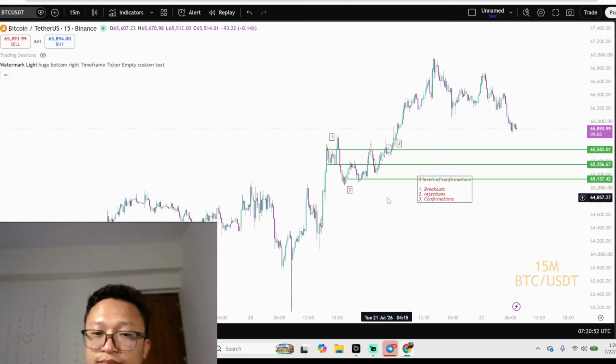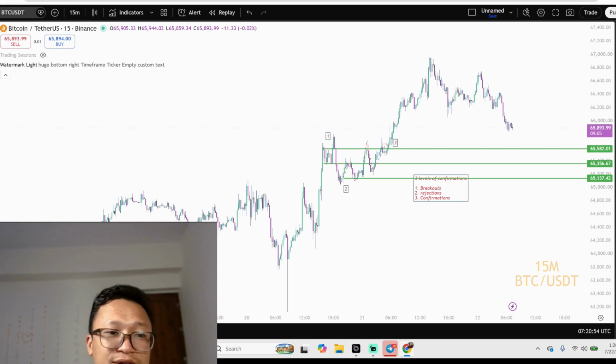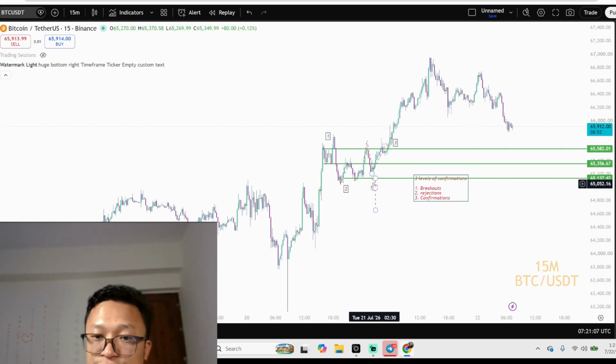Now, in case it gets a rejection from here and tries to push you to the downside, that will be the confirmation towards the downside, right? That would be a short towards the downside. But at this level, rather than going through on the downside, it happens to move on the upper side.